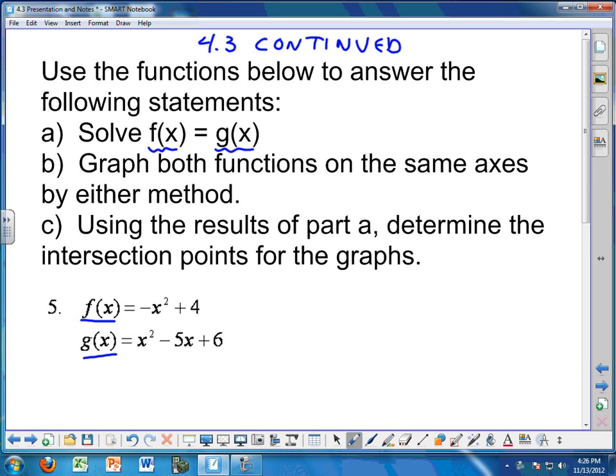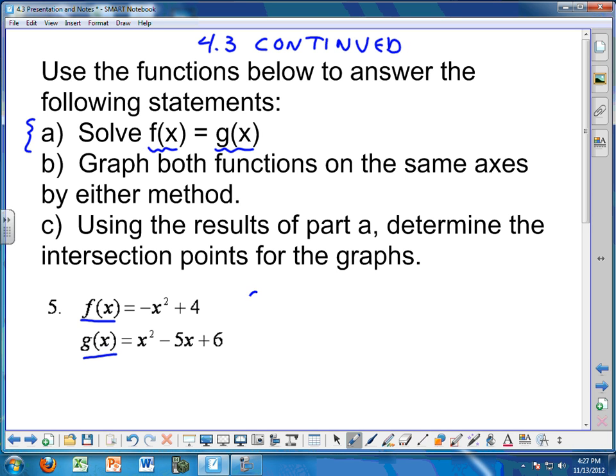The first one is solving for f of x equaling g of x, or in other words, solving where the two y values are equal. And that should give us some values of x as well. The second thing that we're going to do is graph both functions on the same axes. So that should give us a picture of what happens in part A.